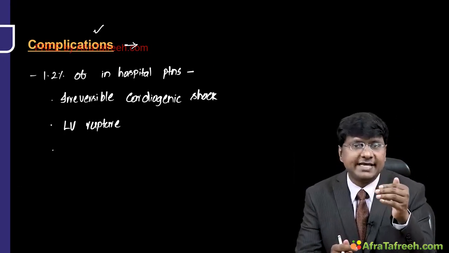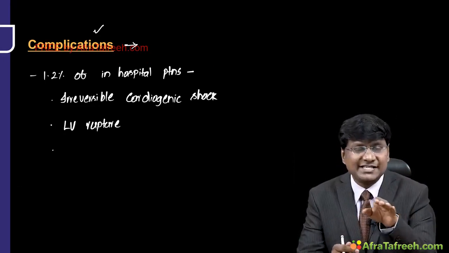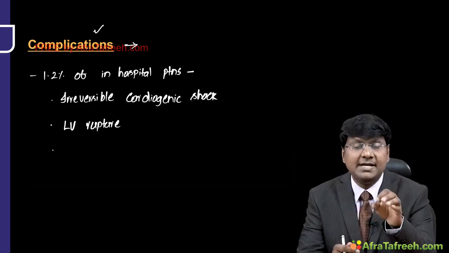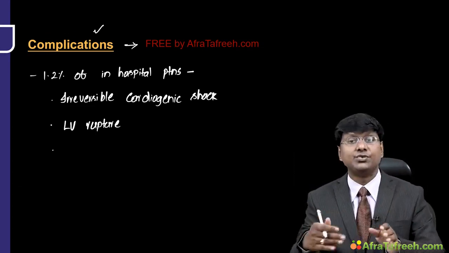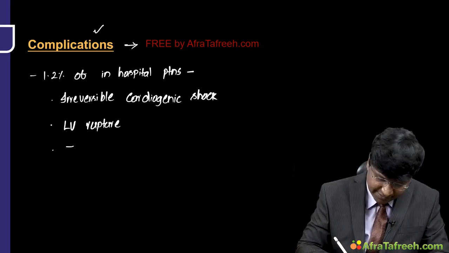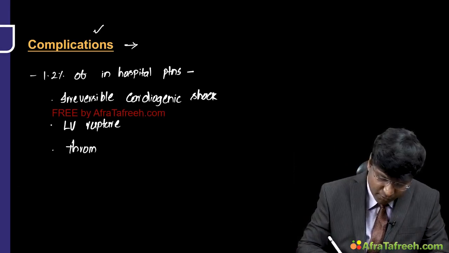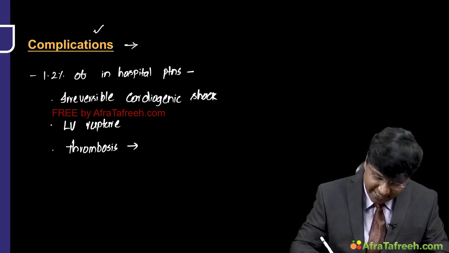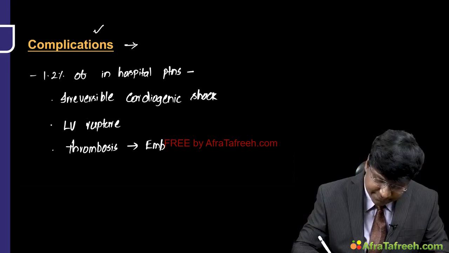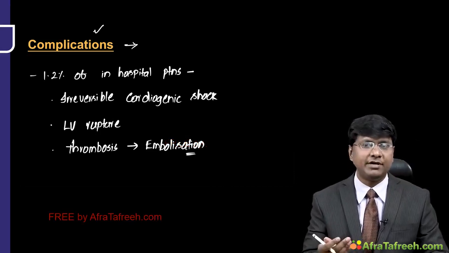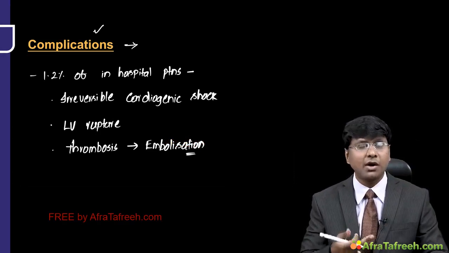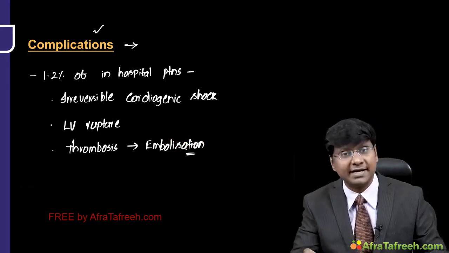Next is the LV apex, which is akinetic or hypokinetic. So there can be stasis of the blood at the apex, and this stasis of the blood at the LV apex will progress to thrombus formation. So there can be thrombosis, and this thrombus can get ruptured, where there can be embolization, right? So there will be a thromboembolic event.